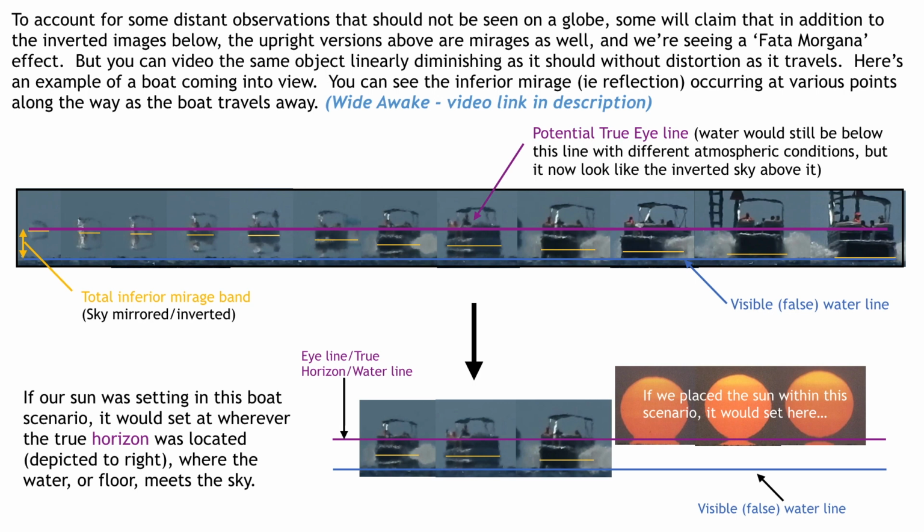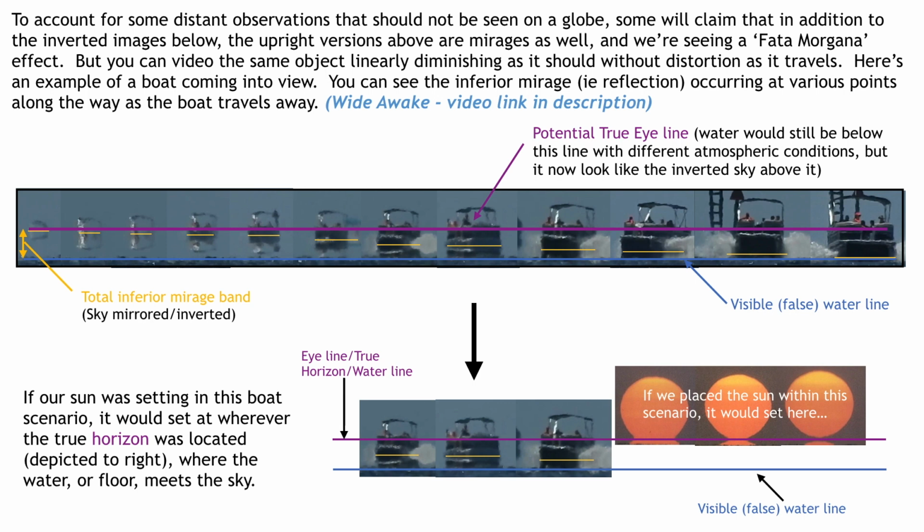occurring at various points along the way as the boat travels away. So I've outlined the purple horizon line, or the potential true eye line. Again, the water would still be below this line with different atmospheric conditions, but it now looks like the inverted sky above as a mirror. And then the yellow line represents where the inversion is taking place as this boat is traveling further away within that water.